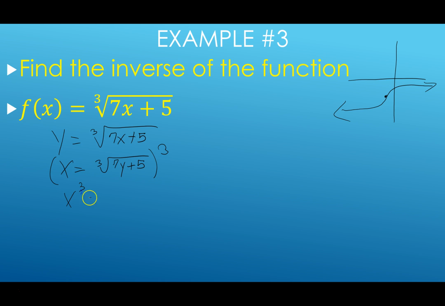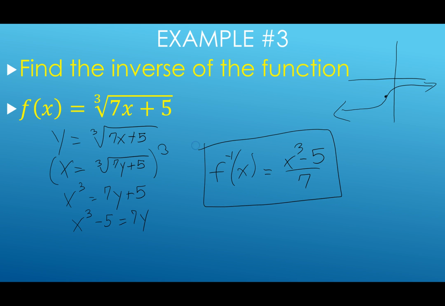We get x cubed equals 7y plus 5. Now we can subtract the 5 over, get x cubed minus 5 equals 7y. We can divide by the 7, and we're going to get the inverse now is x cubed minus 5 over 7. And there's our cube root function. There's our inverse function.